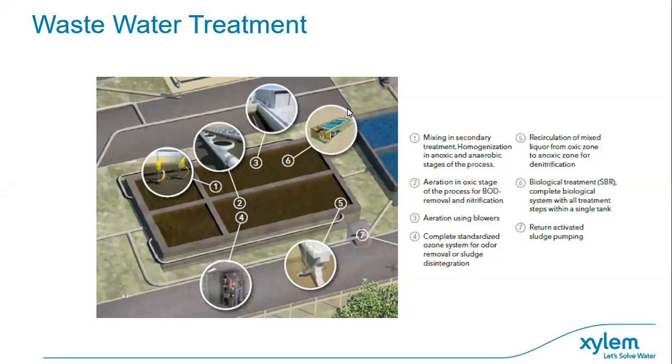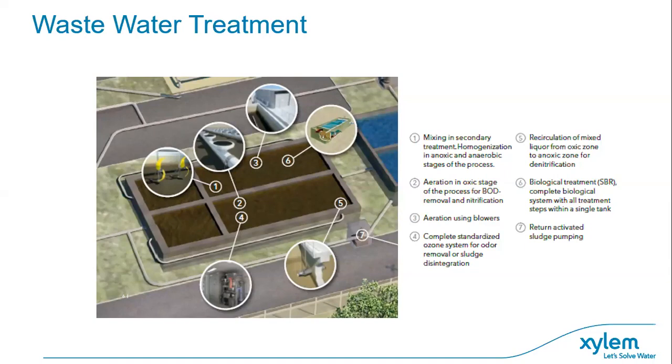We have the blowers, as I've already mentioned, so they're the big power user within the process, producing air for the diffused aeration system. We can also have ozone within the plant, and that's generally used for odor control or for reducing and breaking down the sludge as it's produced.